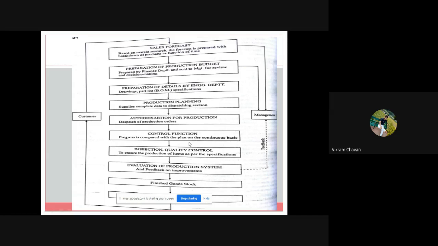So continuously monitoring the production procedure and comparing it with the actual plan, or whatever plan we have made in the initial phase, whether it is matching or not. So that is nothing but progressing. Okay, so it is also called a control function.